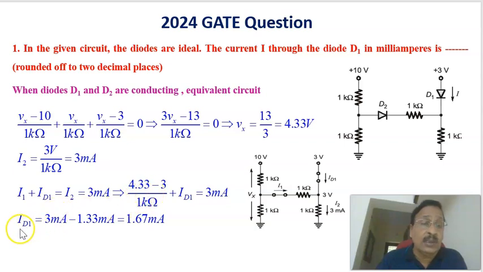Now, substituting this, we get ID1 equal to 3 milliamperes minus 1.33 milliamperes, that is equal to 1.67 milliamperes. So the current through the diode D1 equals 1.67 milliamperes.